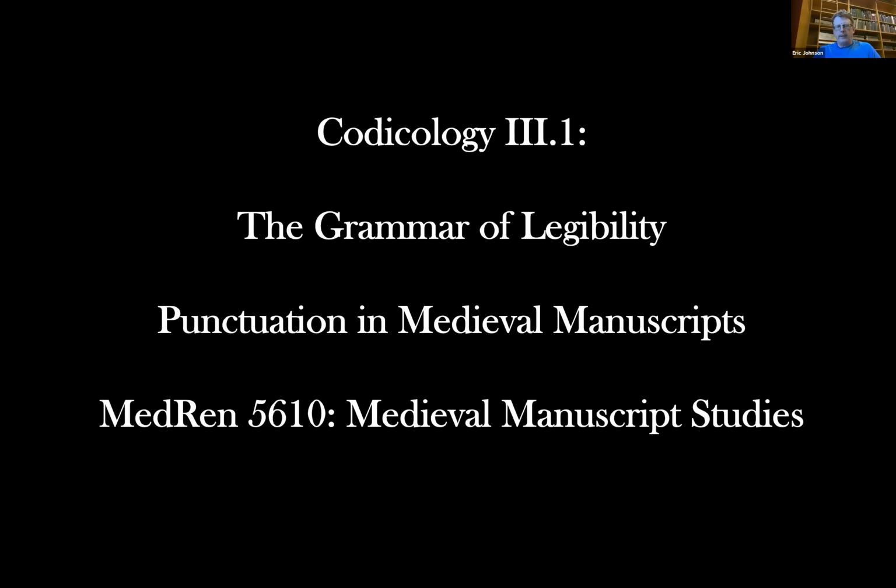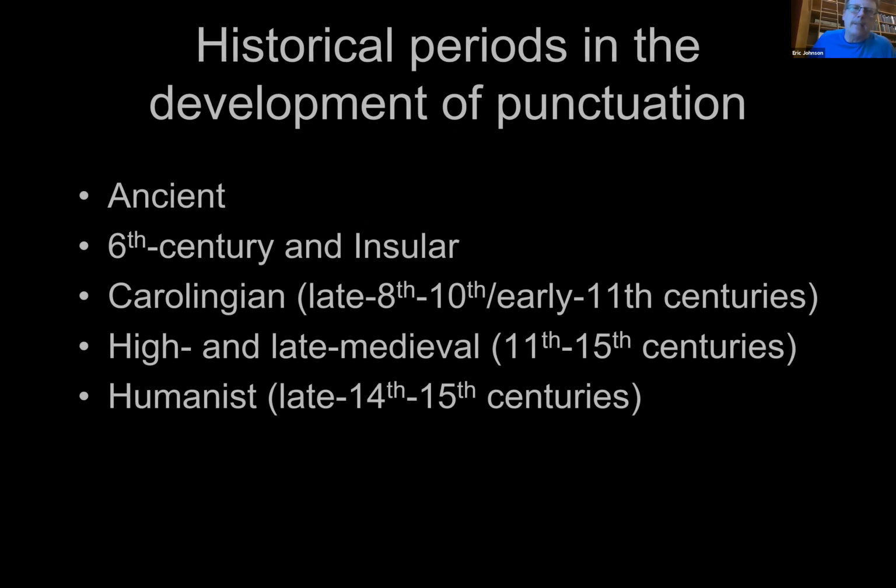But what we're going to actually do here is talk about the evolution of punctuation from the ancient period through the 15th century and the humanist period. We're going to be doing this in 5 main sections. So you can roughly divide the history of punctuation in the Latin West and then the subsidiary vernaculars that develop out of Latin or that develop in parallel with Latin into these 5 periods: the ancient period, the 6th century and insular period, the Carolingian period, high late medieval, and humanist.